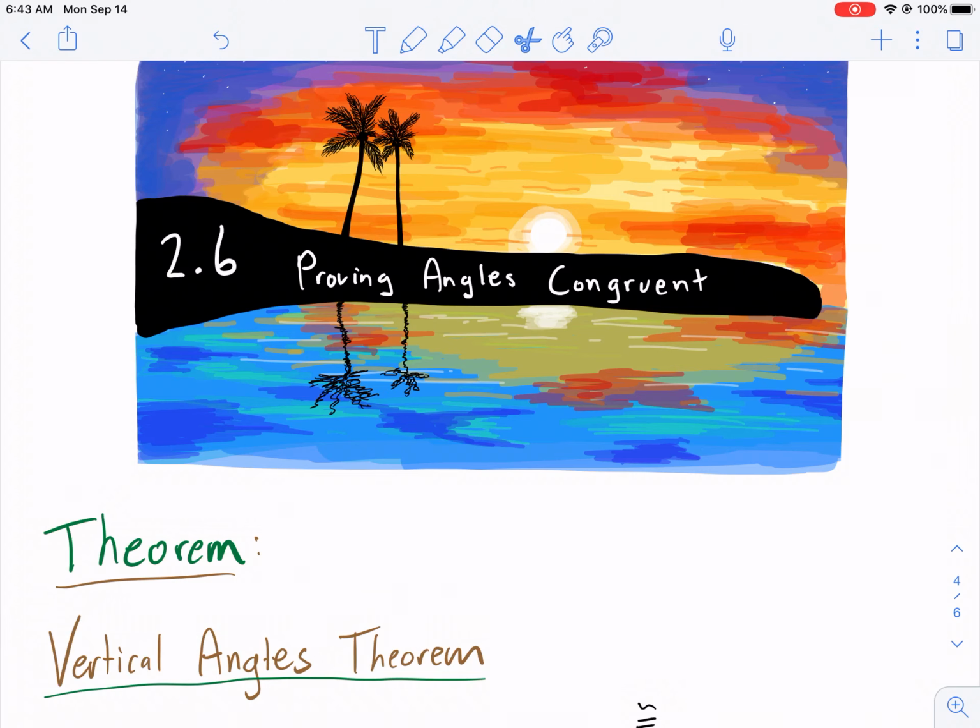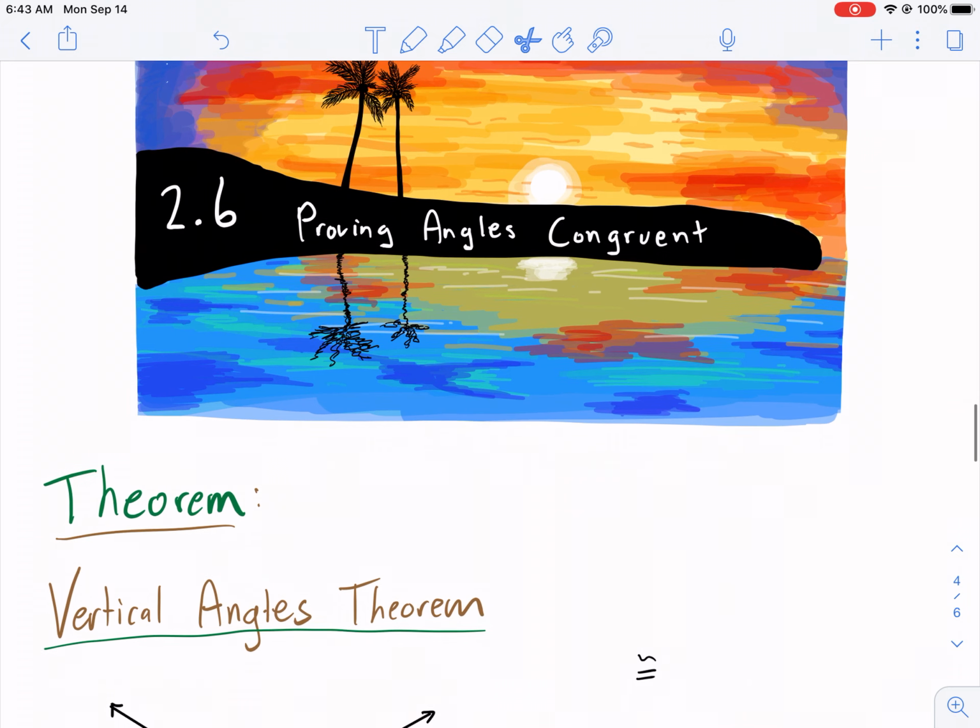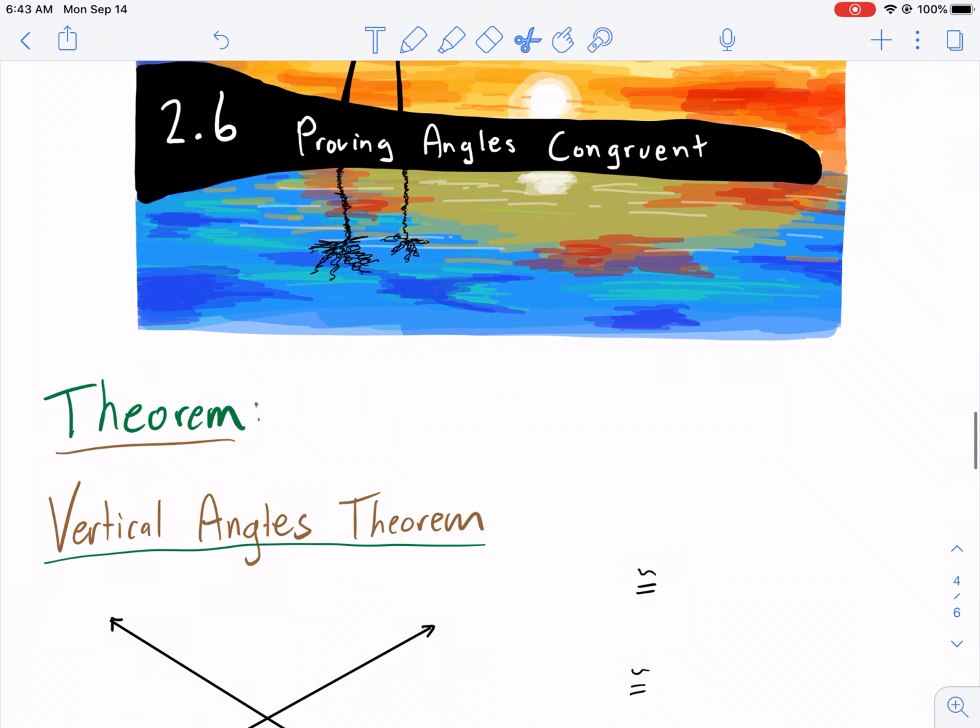Welcome back, geometry students, to section 2.6. Today we're going to be talking about proving angles congruent. We're going to continue off of the proofs concept and build off that just a little bit.